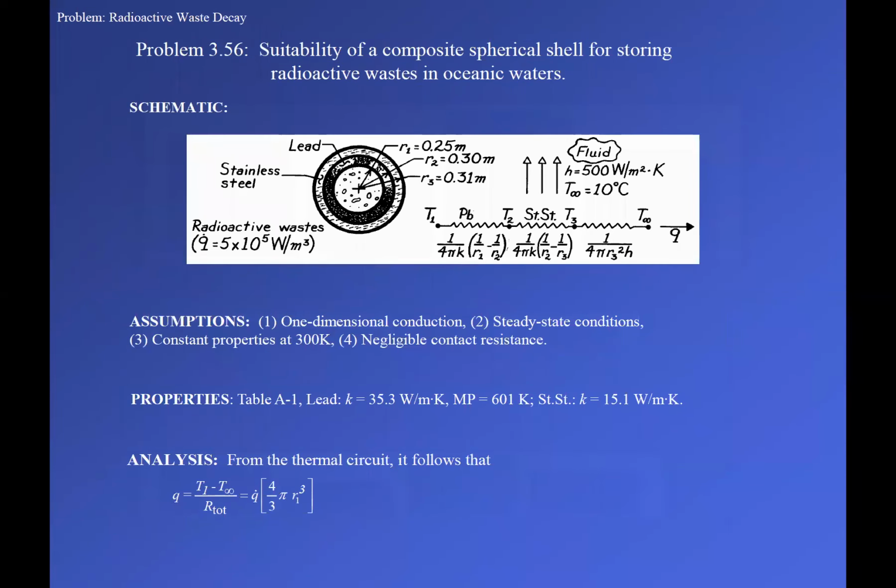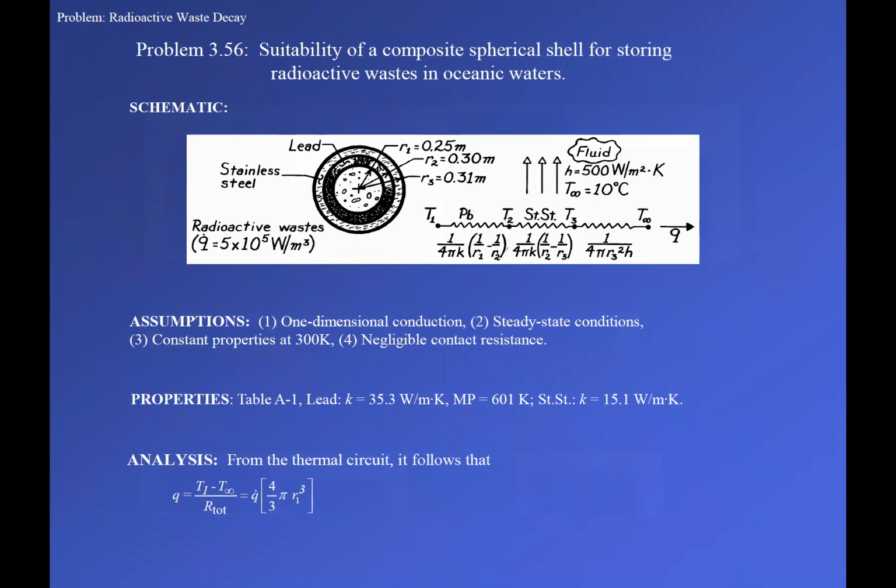Okay. Another example. We have 3.56. A composite spherical shell of inner radius R1 is equal to 0.25 meters, is constructed from lead of outer radius R2 of 0.3 meters and AISI 302 stainless steel of outer radius R3 0.31 meters. The cavity is filled with radioactive waste that generates heat at a rate of Q dot equal to 5 times 10 to the 5th watts per meter cubed.